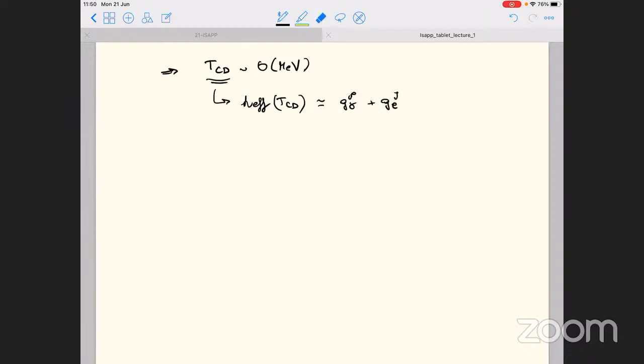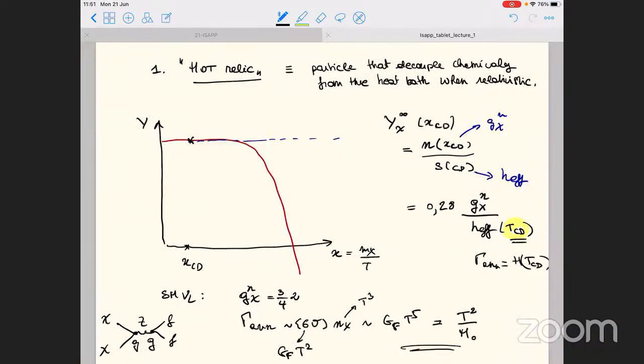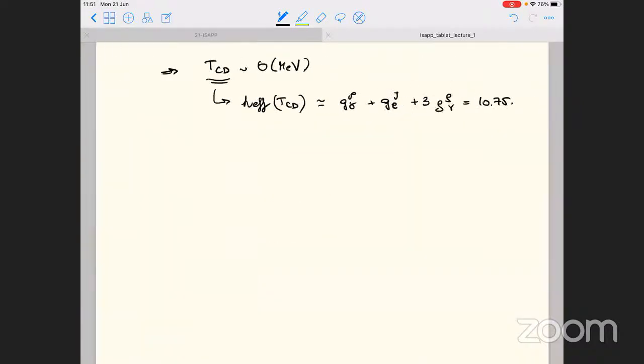The g-star, again, has the contribution that comes with a factor of 7/8 or factor 1 if it's a boson, plus 3 neutrinos for 3 generations. And this is 10.75. If you go back to your equation here and you put these numbers in, you get Y chi infinity. And if you get Y chi infinity, you get the number density at production.